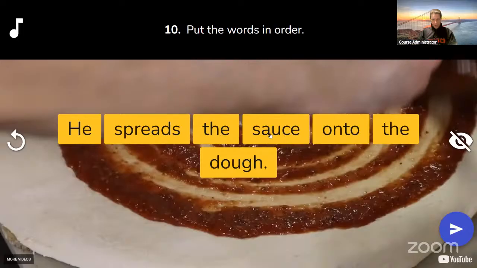The sauce, in this case, the sauce is spread onto the dough. Okay, the sauce, verb to be, is spread onto the dough. Okay, so we need to use the verb to be, is, because sauce is uncountable. We don't count sauce. So it is being spread or it is spread.